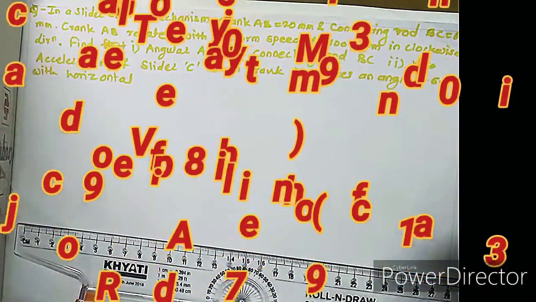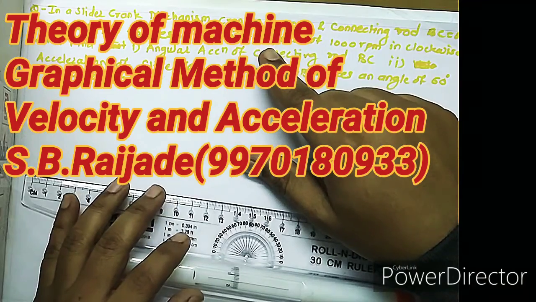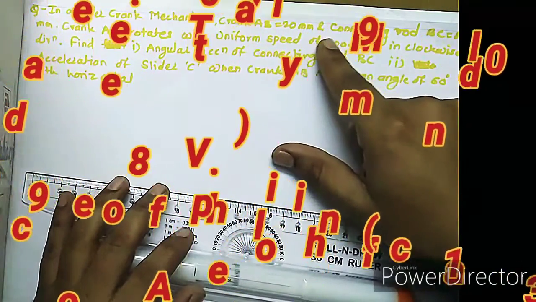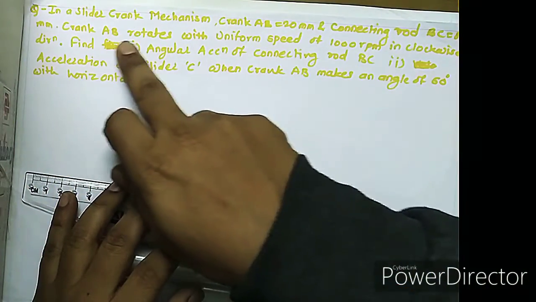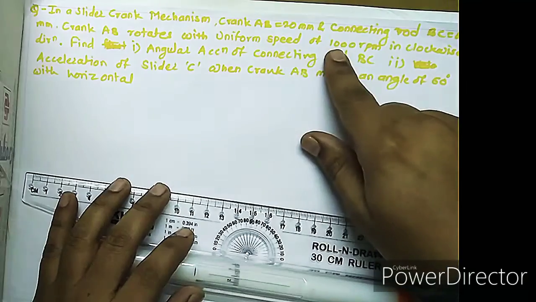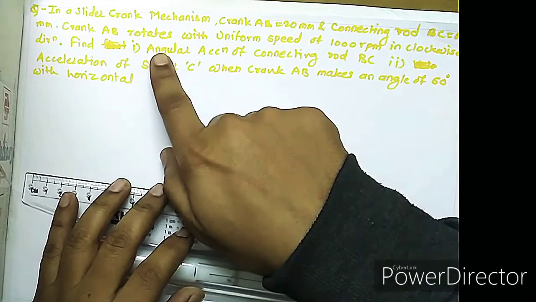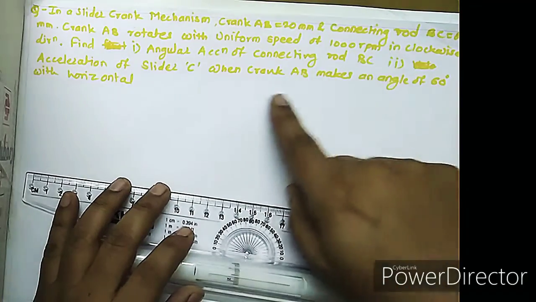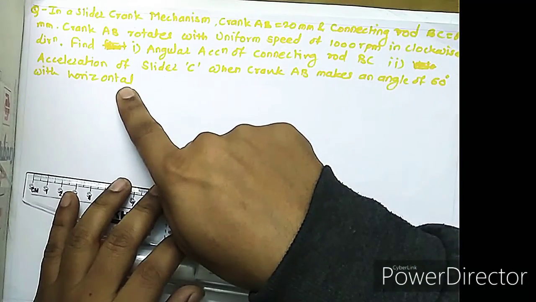Theory of machine, graphical method of velocity and acceleration. In a slider crank mechanism, crank AB is 20 mm and connecting rod BC is 80 mm. Crank AB rotates with uniform speed of 1000 rpm in clockwise direction. Find angular acceleration of connecting rod BC and acceleration of slider C when crank makes a 60 degree angle with horizontal.